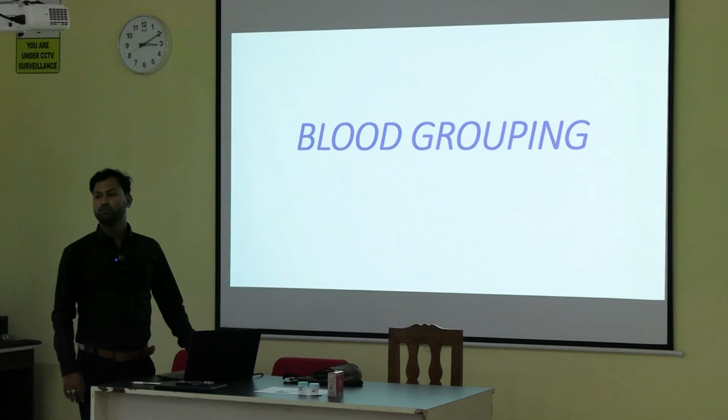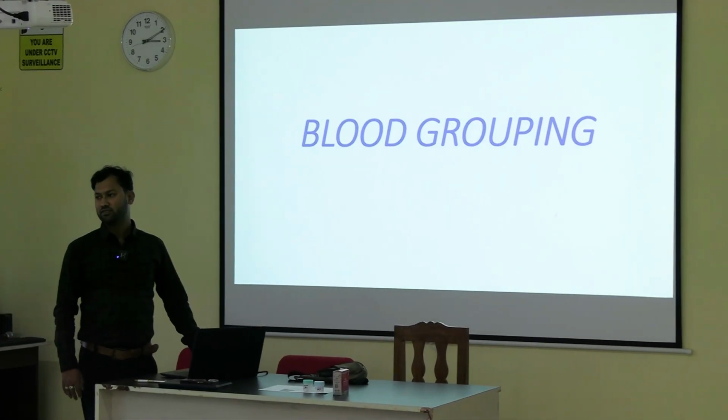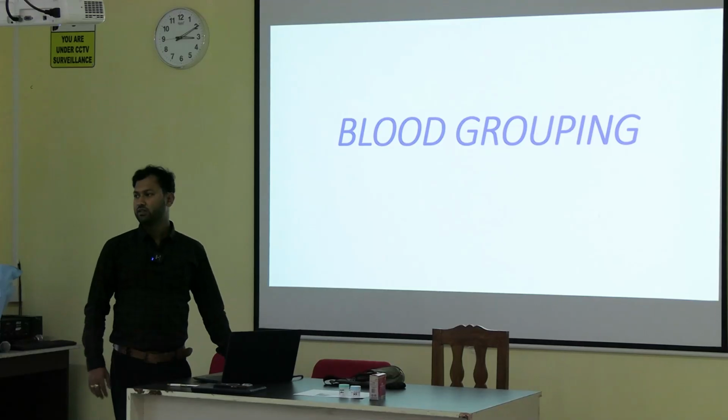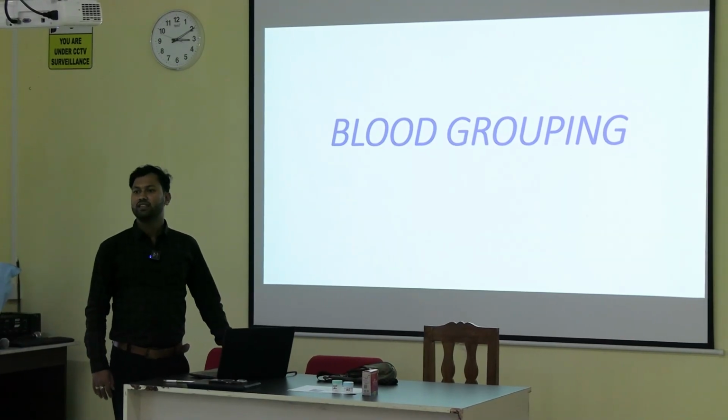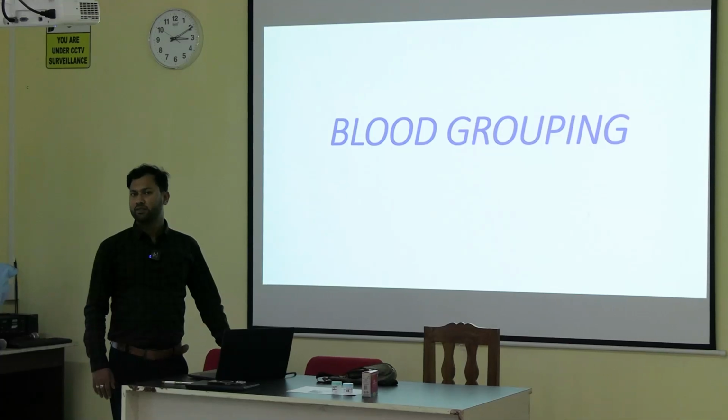So commonly, there are two types of blood grouping which we commonly do in the labs. There are around 30 types of blood groups, but here we are studying the ABO blood group and Rh blood group.